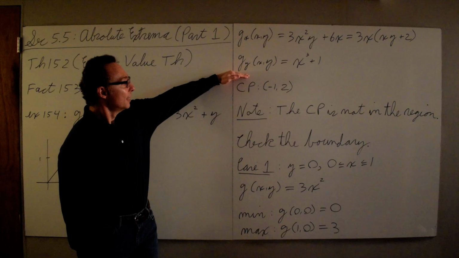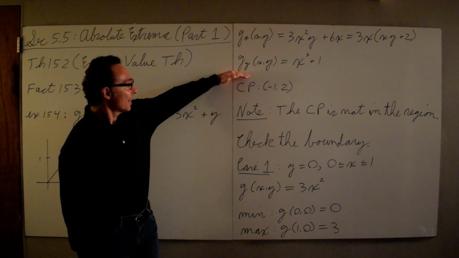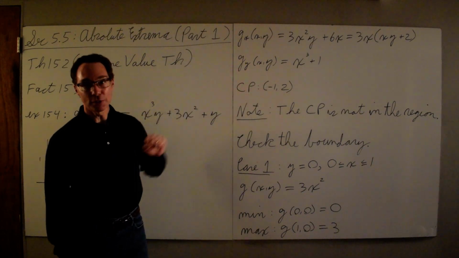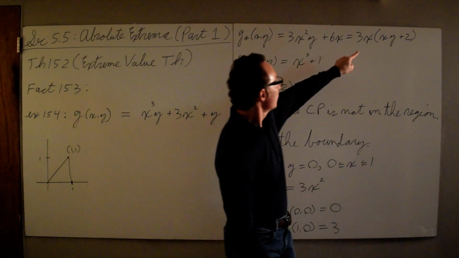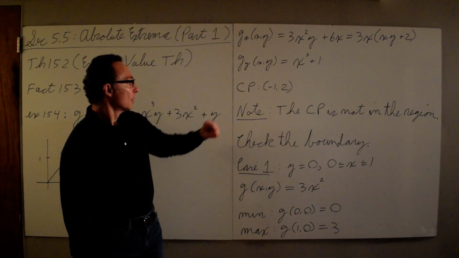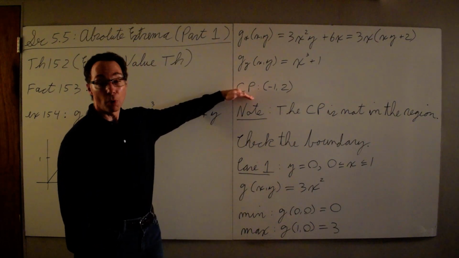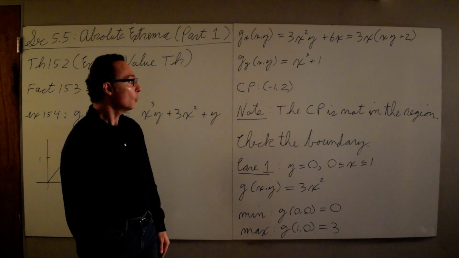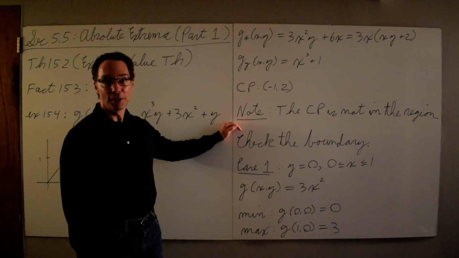If g sub y is equal to 0, then x is equal to negative 1. And so if x is equal to negative 1, we substitute negative 1 in for x, and we have y is equal to 2. So our critical point is the point (-1, 2). We only have one critical point. Notice, however, it's not in the region.